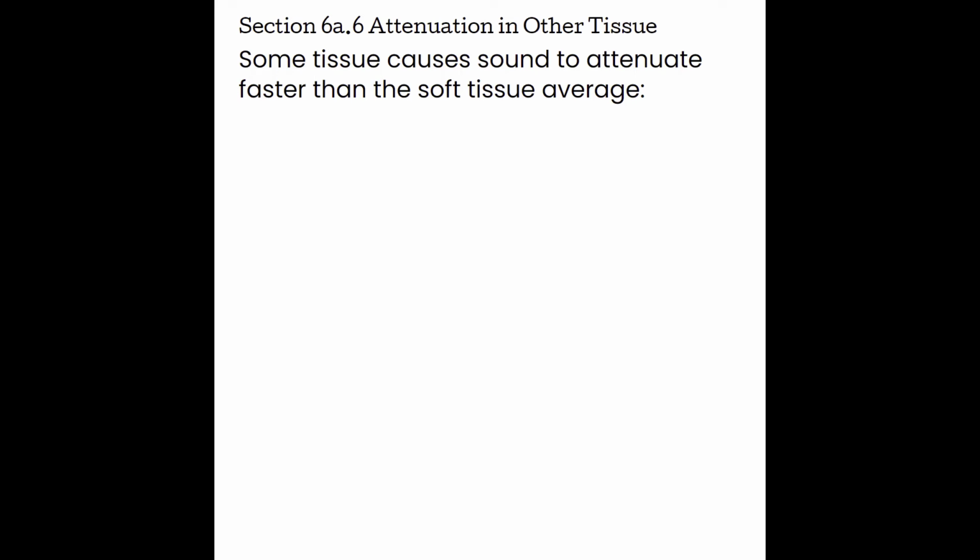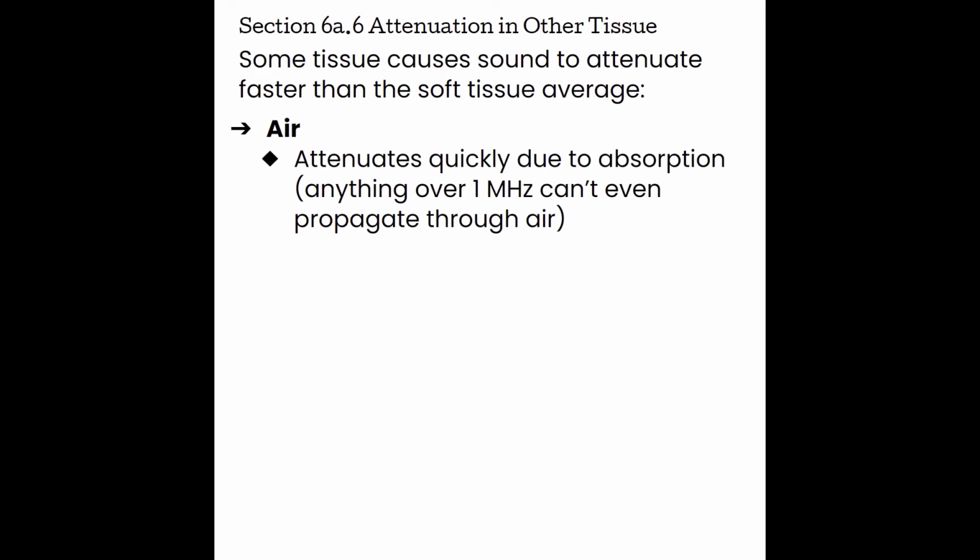And we've talked about a few of these already. For example, air. Air is a very high attenuator. It attenuates very quickly, and it's going to attenuate quickly due to absorption. In fact, frequencies over 1 megahertz can't even propagate through air. They are immediately absorbed, immediately attenuated. And that's a big reason why we use gel. If we had just a sliver of air in between our transducer and the skin, it would attenuate very quickly and we would get very little information back from the actual body. So we use a water-based gel to help move the sound beam from the transducer face and into the body.